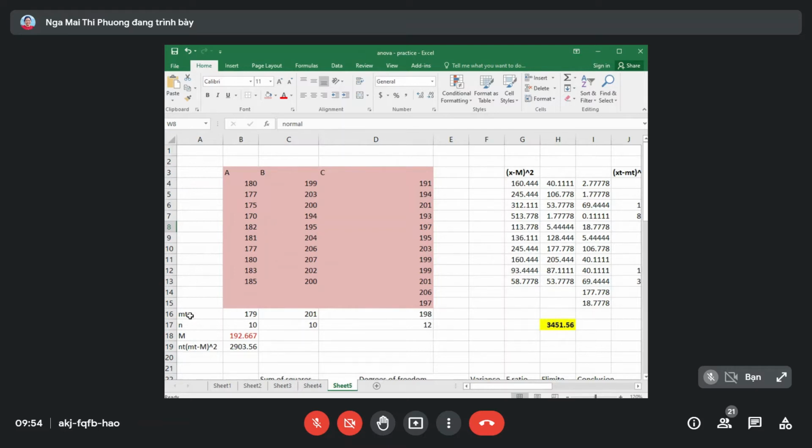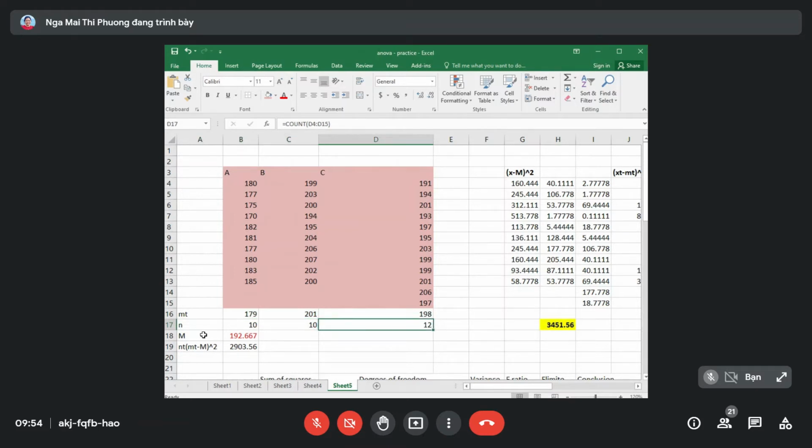So you calculate the mean of treatment. I write here small mt. You calculate the mean A, mean B, and mean C. You calculate the n. Why do we calculate the n? In the variance of treatment, you have the small n. Group A equals 10, group B equals 10, and group C equals 12.